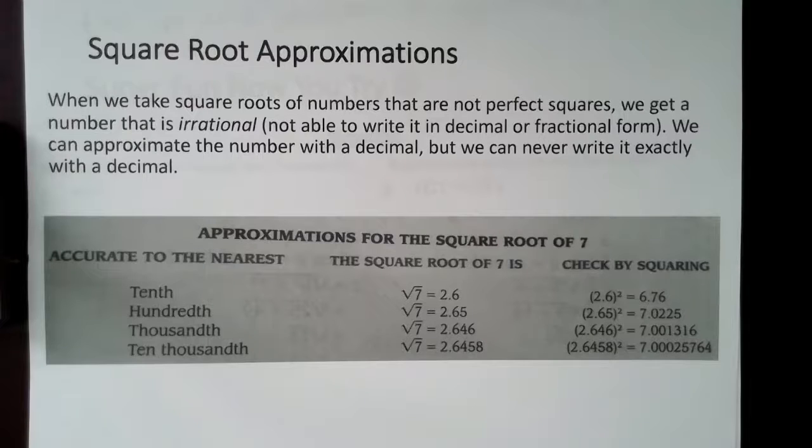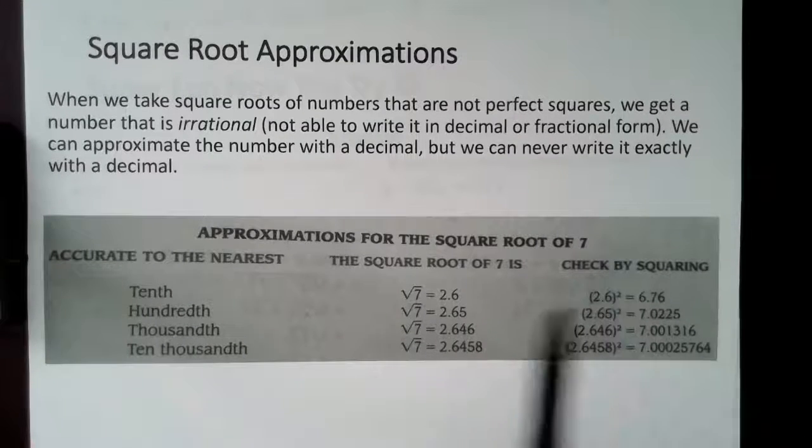7 is not a perfect square because there are no two positive whole numbers that when you multiply them, it's 7. So here we have an approximation, okay? You can check here and see how close it is to 7.